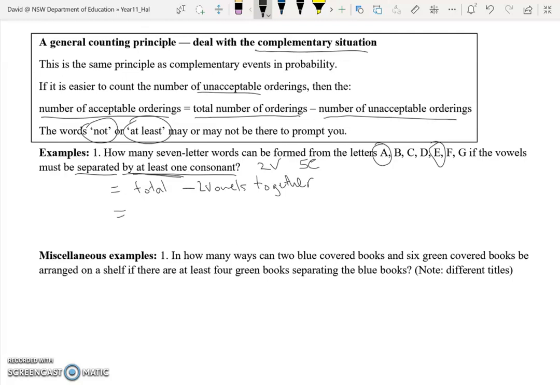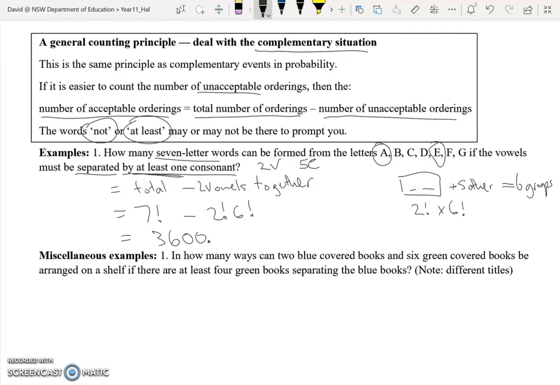So the total number of arrangements, 7-letter words, is 7 factorial, minus the 2 vowels together, where you'd block them. They can be arranged in 2 factorial ways, and then there are 5 other letters, so that's 6 groups. So multiply by 6 factorial to arrange the groups. That's the number of arrangements with the 2 vowels together: 2 factorial times 6 factorial. Into your calculator, you should get 3,600.